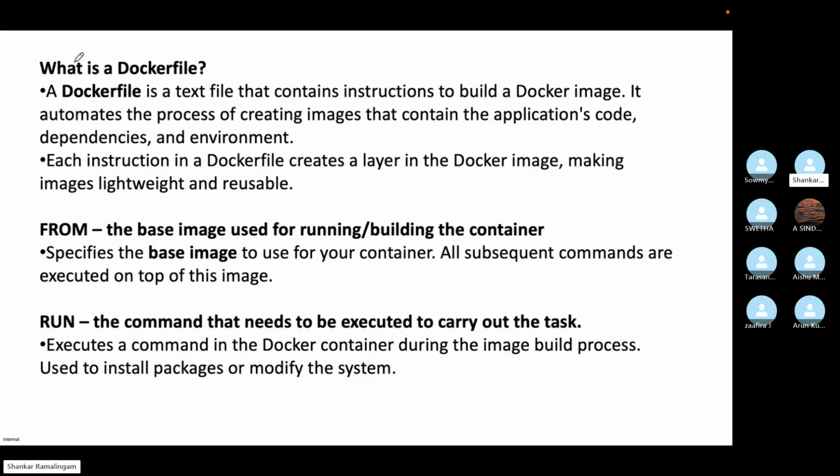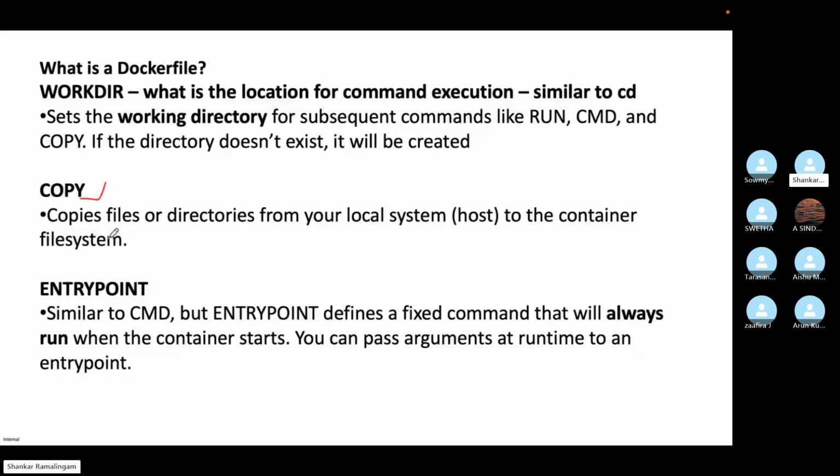So a Dockerfile is a text file that contains some instructions to build a Docker image. This actually automates the process of creating the images that contain the application code. We'll talk more about how to create a Dockerfile, what the different basic keywords are that should be part of the Dockerfile: the FROM keyword, the RUN keyword, what COPY is, what the ENTRYPOINT is. All of these things we'll talk about in the next class.